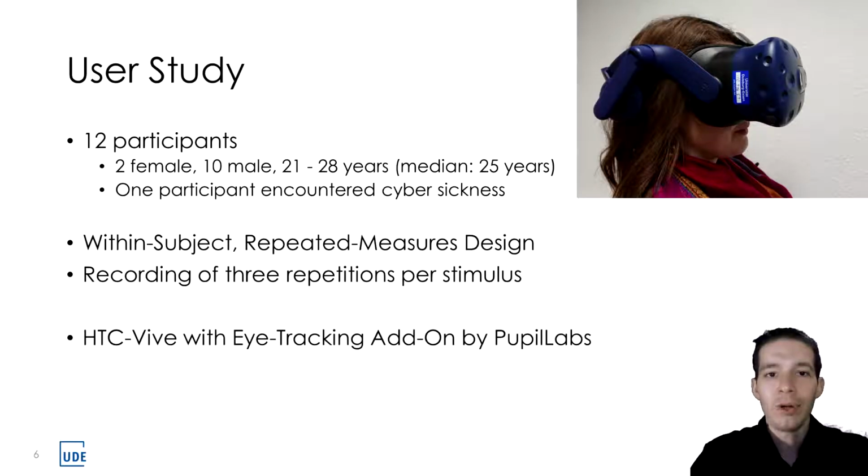To evaluate our work, we conducted a user study in our lab and invited 12 participants, where 2 identified as female and 10 as male. The age span ranged from 21 to 28 years with a median of 25 years. Unfortunately, during the study, one participant encountered cyber sickness, so we stopped the procedure there and remained with 11 complete data recordings. Our study followed a within-subject repeated measures design where we recorded 3 repetitions per stimulus. To do so, we have utilized an HTC Vive head-mounted display and the eye tracker add-on for said device that is provided by Pupil Labs.